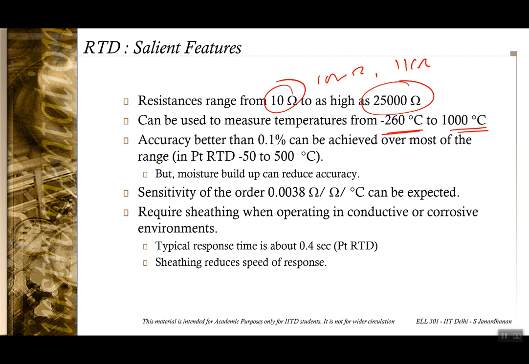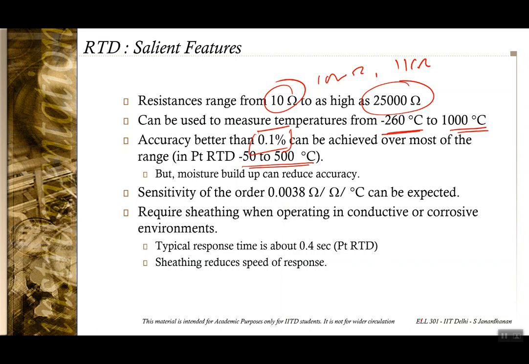Okay, and over most of this range, if you take the platinum RTD, a high degree of linearity and high accuracy up to 0.1% can be achieved. So in case of platinum RTD, this 0.1% accuracy can be achieved in the range of say minus 50 to 500 degree centigrade.